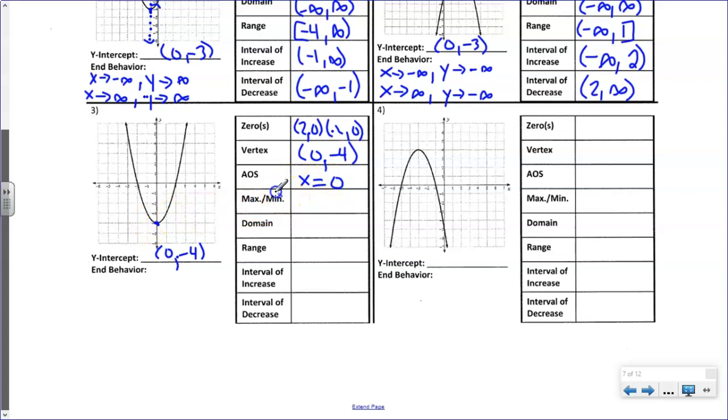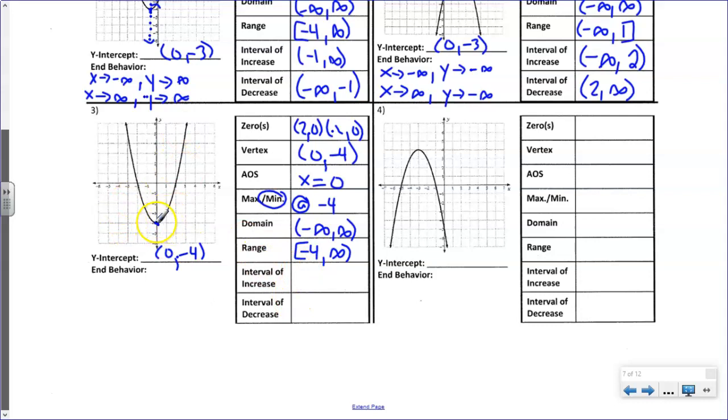This is a low point, so it's a minimum, and it's going to be at negative 4. Our domain is negative infinity to positive infinity. Our range, what's the lowest point? Negative 4. That's going to be a bracket to positive infinity. Is this increasing on the left side or right? Okay, going up on the right side.